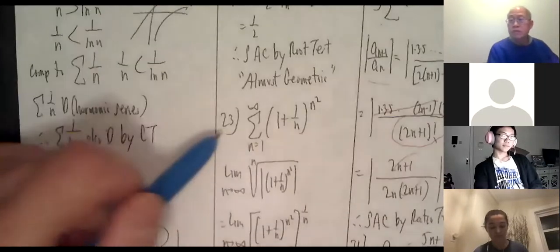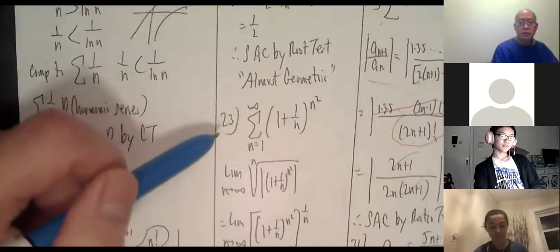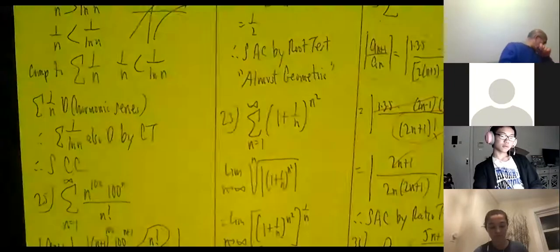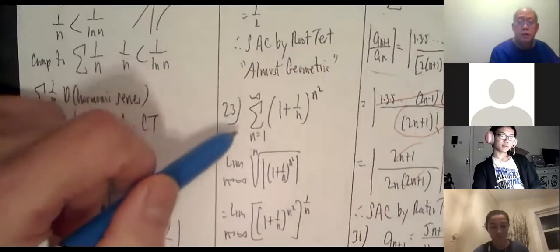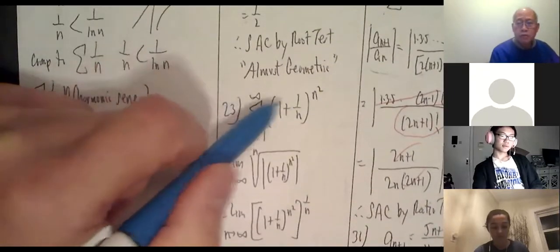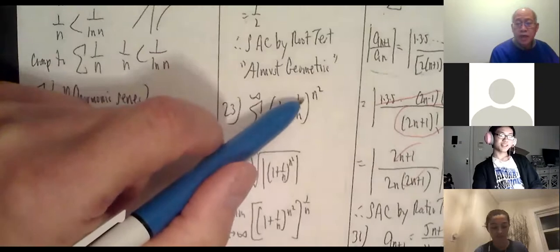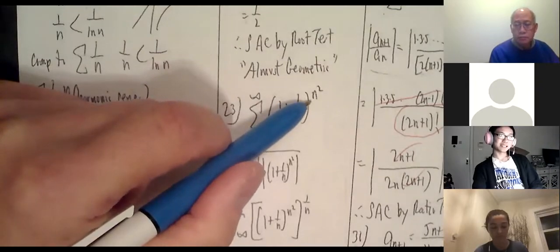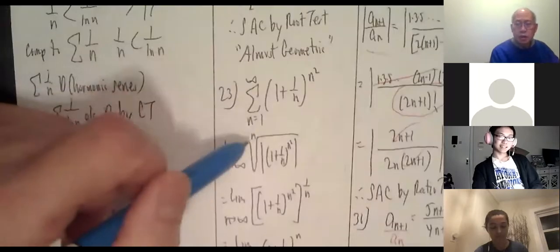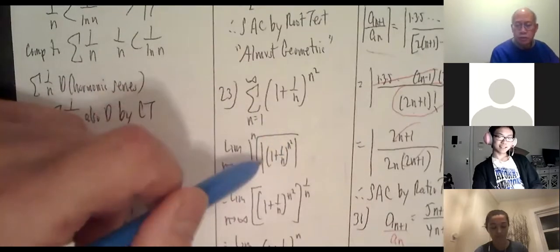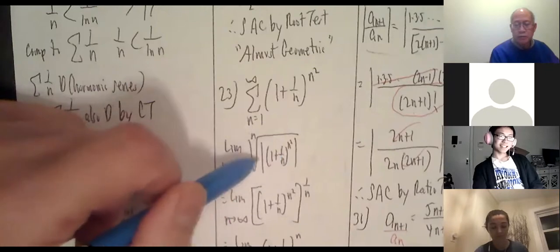Okay, and 23 is a little bit harder. Or what was it again? 29, I guess. Okay. Summation n equals 1 to infinity, 1 plus 1 over n to the n squared. Okay, so take the limit as n approaches infinity of the nth root of the absolute value of the original. But again, everything here is positive, so don't worry about that.